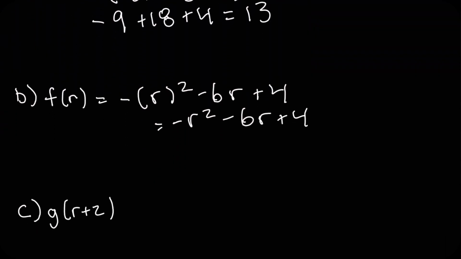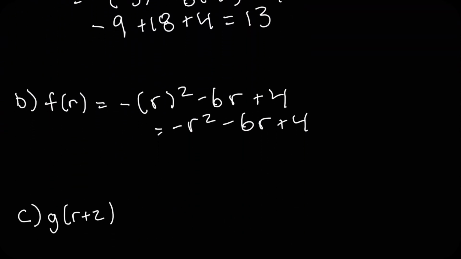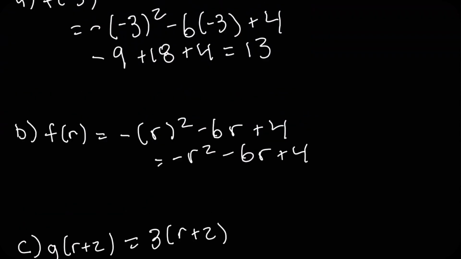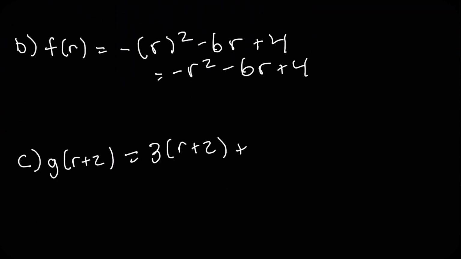Now we'll go ahead and implement the g. So g of r plus 2, go ahead and find your g of x. And now we'll be plugging in r plus 2. This will be 3 times r plus 2. And then we're going to go ahead and add the 1 on the end. So this will be equal to 3r plus 6. And then that's going to be equal to 3r plus 7.